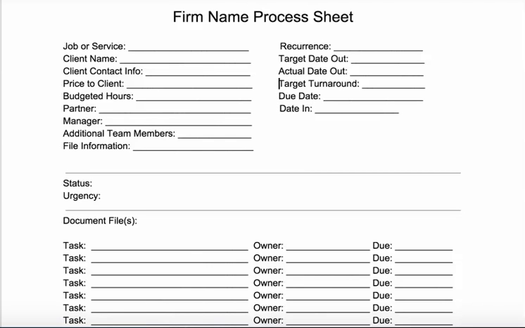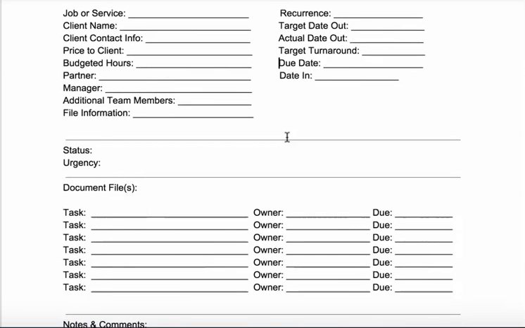So then we have the due date, so maybe the recurrence is the last day of every month. We have the date in when we actually received all the information we need to complete it. Then we have the target date out, actual date out, and then the target turnaround time. So it's 5 days, it's 7 days, 10 days. We highly, highly recommend implementing and integrating a turnaround time into your system and into your workflow, into your process. It's one of the few key metrics that can really give you an understanding of your internal efficiencies, and it can tell you whether you're being productive and effective and efficient or not.